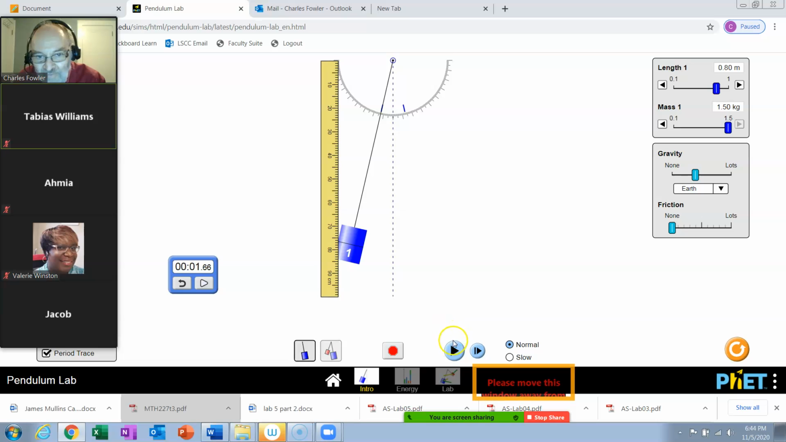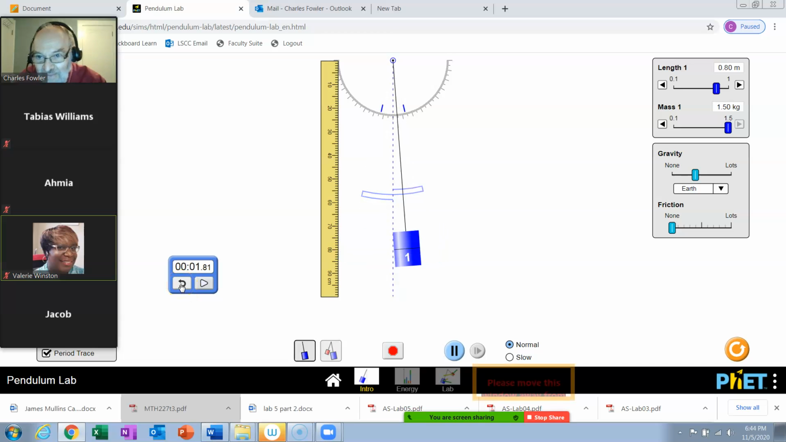So we're going to start it pendulating. We're going to reset this to 0. Okay, and then at some point here I will start it again. Start, stop. 1.81. Did y'all write it down? That's seconds, right?